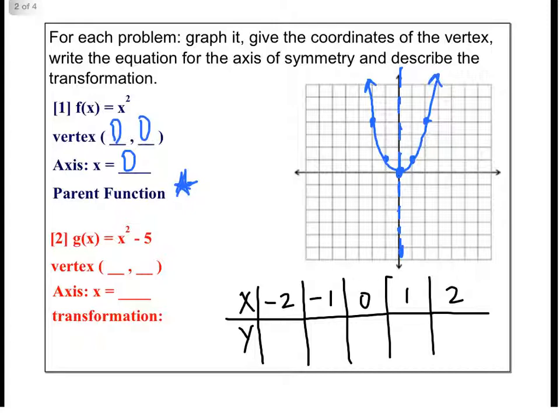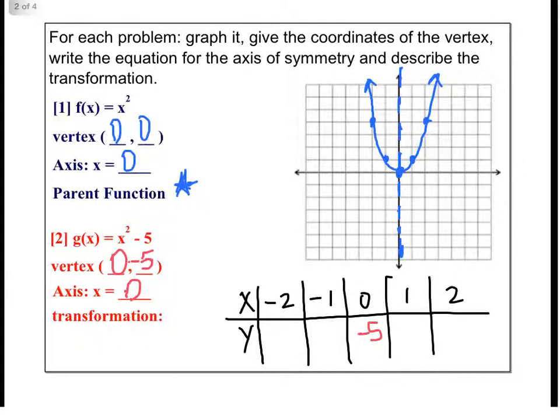Our next one is g of x equals x squared minus 5. I don't have any parentheses where anything is added or subtracted from the x, so the x value of my vertex is still 0. The y is going to be negative 5 because it's shifted down 5. Axis of symmetry is still x equals 0. Now if I plug 0 in, I get 0 squared minus 5, which is negative 5.